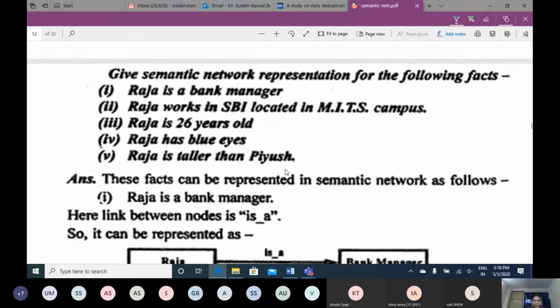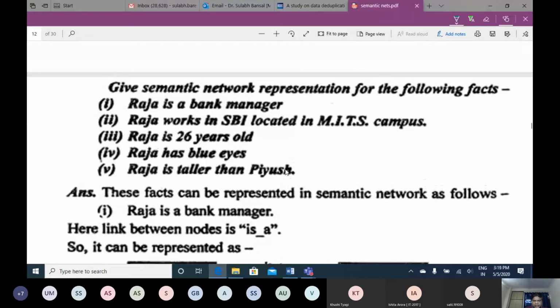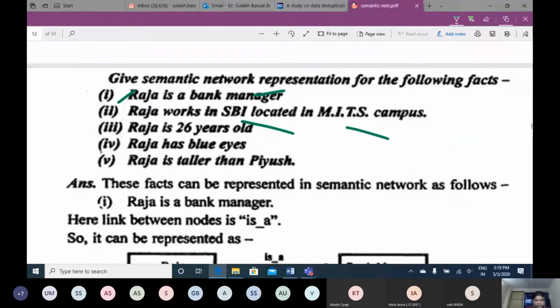Again, this may be another question. Raja is a bank manager. Raja works in SBI located in MITS campus. Raja is 26 years old. Raja has blue eyes. Raja is taller than Piyush. Bank manager is one class. Raja is one node, bank manager is another node, SBI is another node, and it has a property, MITS campus. MITS campus is another node.